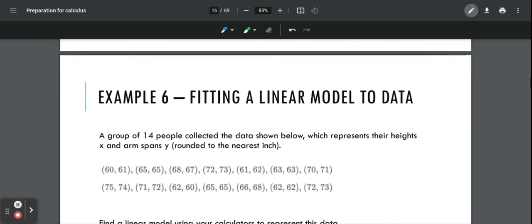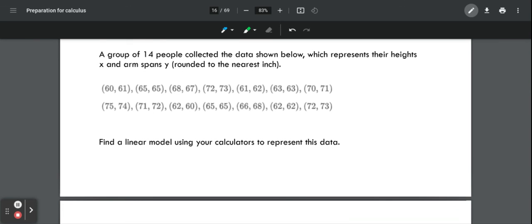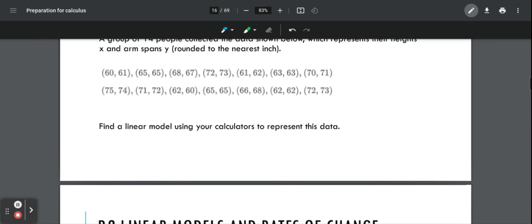And then the last thing is fitting the linear model to data. So this is using your calculators to represent the data using a linear model. Just some reminders of what you need to do. In order to input points, you need to go to Stat, Edit, right? And you put your X into your list 1 and your Y into your list 2. So you're going to put all of those points into your list 1 and your list 2.